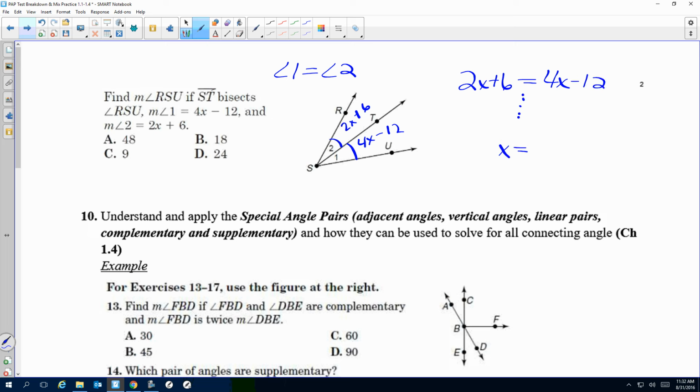Showing your thinking, showing your work. Labeling, partial credit. Getting your equation, partial credit. Getting to x, partial credit. Pick your answer choice. So do this problem right now. I haven't done it all the way. I'm just getting you started. I want you to do this problem.